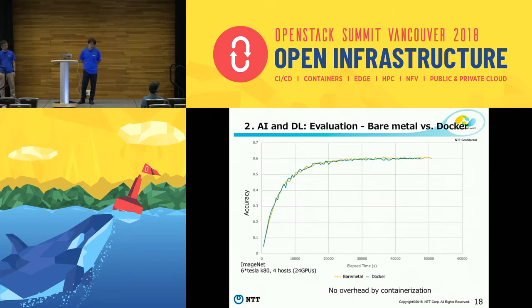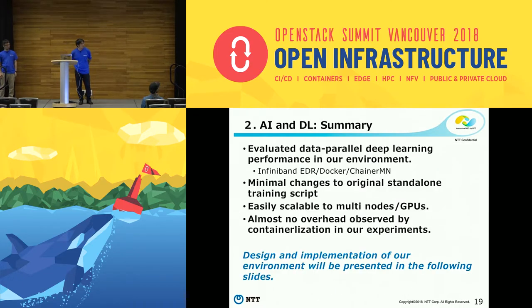And this graph shows how the accuracy increases as training progresses, comparing the bare metal and the Docker-based implementation, and there is almost no overhead from our containerization. As a summary of my part, we evaluated the data parallel deep learning performance in our environment, and it seems to be working well. By employing the ChainerMN framework, very minimal changes to the original scripts are required for data parallel training. And this approach is easily scalable to multiple nodes and GPUs, with almost no overhead in our Dockerized implementation in our experiments.